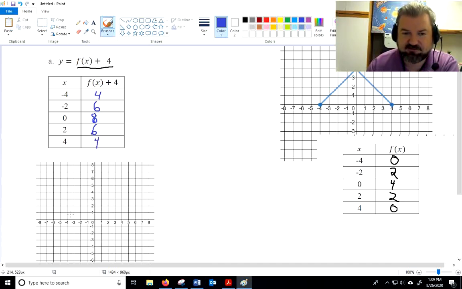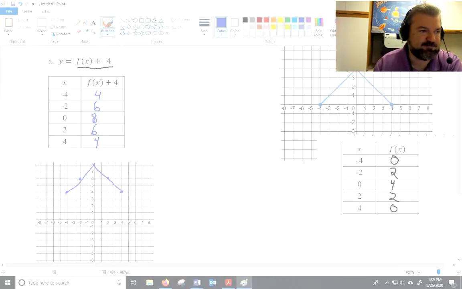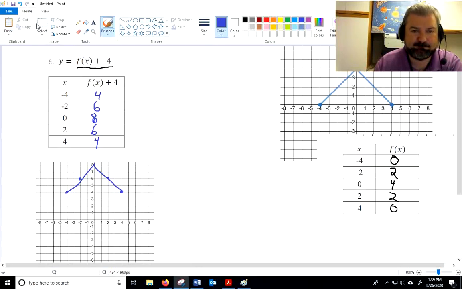And let's graph what that would look like. -4 to 4, -2 to 6, 0 to 8, 2 to 6, and 4 to 4. And what we get is this same shape, but shifted up 4 units. All right, let's take a look at this one.